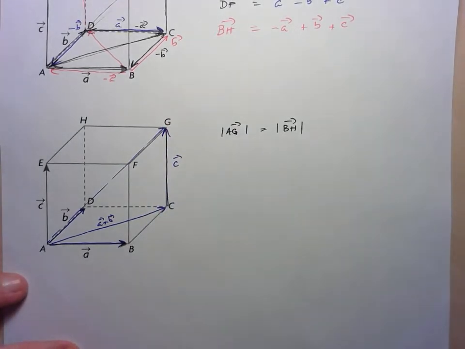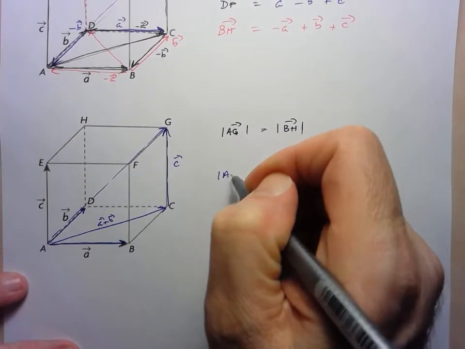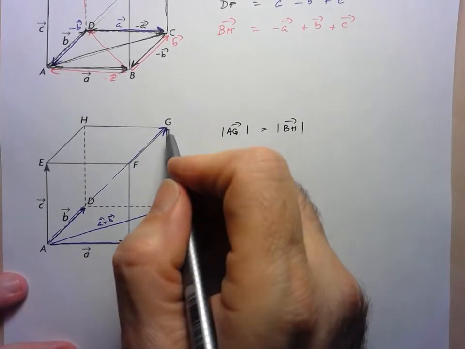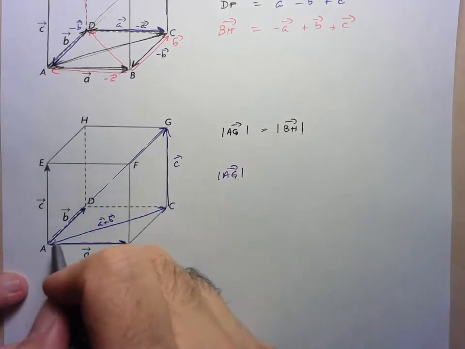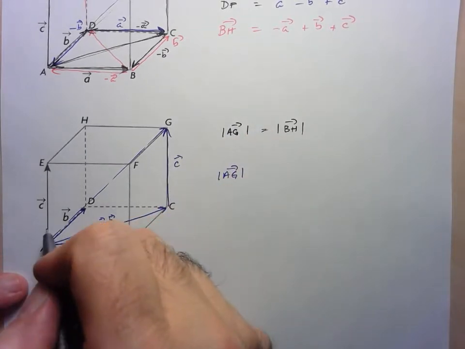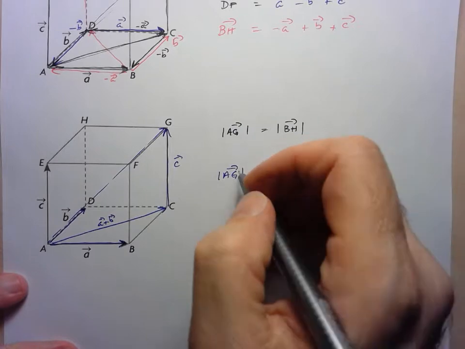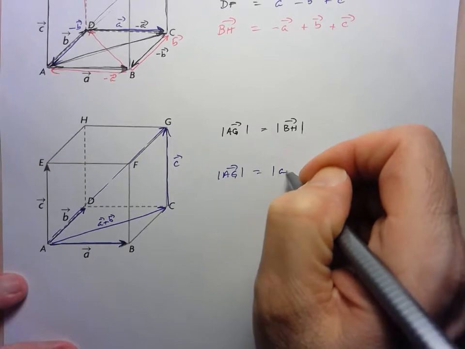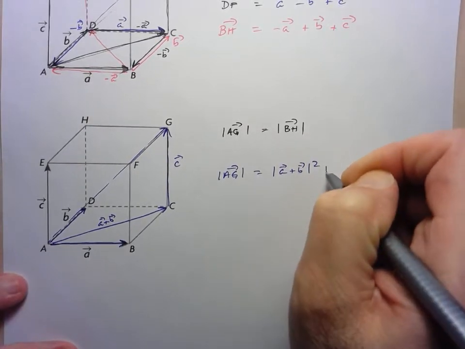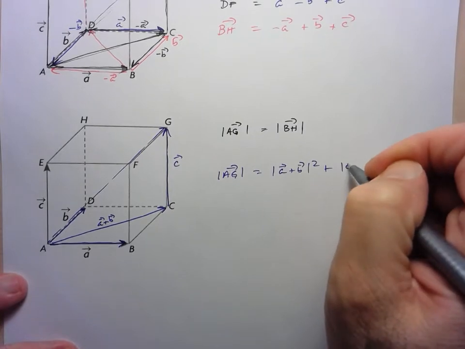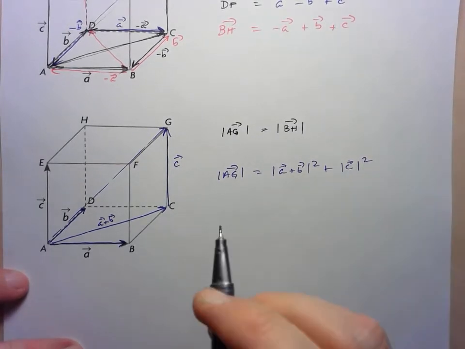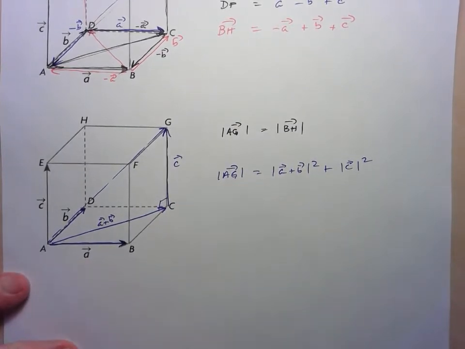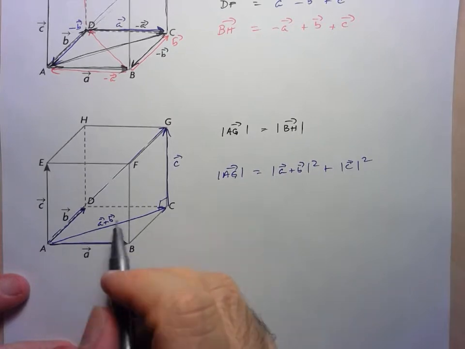Okay, so essentially, if I want to find the magnitude of AG, well, I see that AG is just going to be the diagonal of this right angle triangle. This is going to be the hypotenuse of this right angle triangle. So in other words, AG squared is just going to be equal to the magnitude of A plus B squared, plus the magnitude of C squared. Now the reason why we can do that is because we have a right angle triangle here, because these are at right angles. So all we have to do now is figure out the magnitude of A plus B.